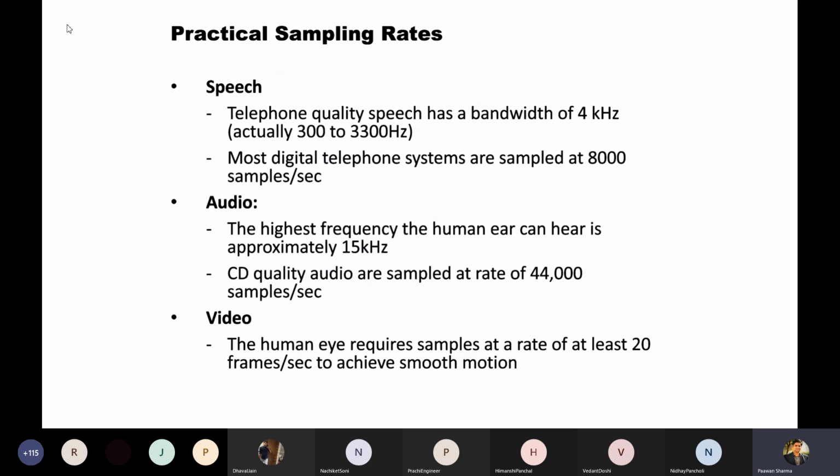These are some practical sampling rates, for speech, audio, and video. These are just some values, have a look at them. I'll share this PDF after today's lecture, and you can go through it. Video obviously will have a high bandwidth requirement because you are sending some frames per second, and every frame has some size. Say, for example, if a picture is 640.